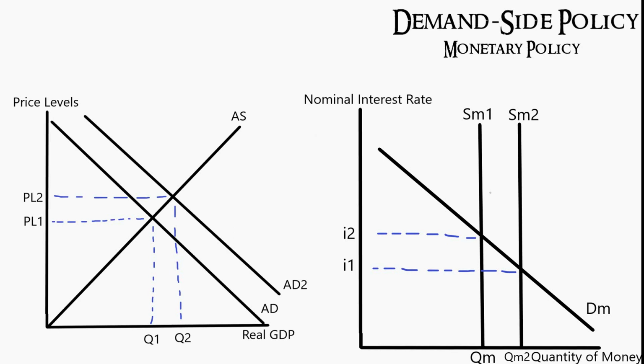It shifts left or right. So if it goes up, or if it goes up or right, interest rates will fall. So expanding the supply of money is expansionary, and lowering the supply of money is contractionary.